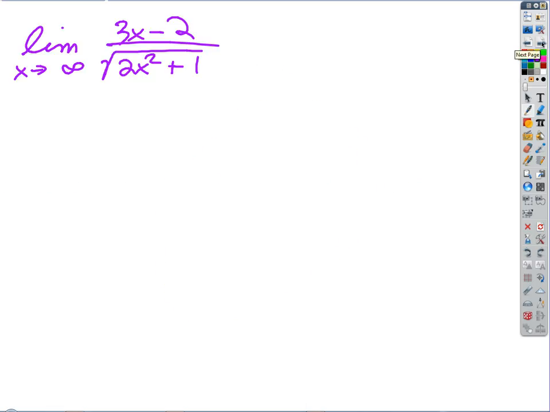Even though that's not a polynomial on the bottom, the part of the function inside the radical is a polynomial, right? And so as x approaches infinity, doesn't it make sense that the only part of that square root that's going to matter is the 2x squared? Okay, that makes things easier. If we can consider that only including the first term, look how much easier this is. This is equivalent to the limit of 3x over the square root of 2x squared, right?